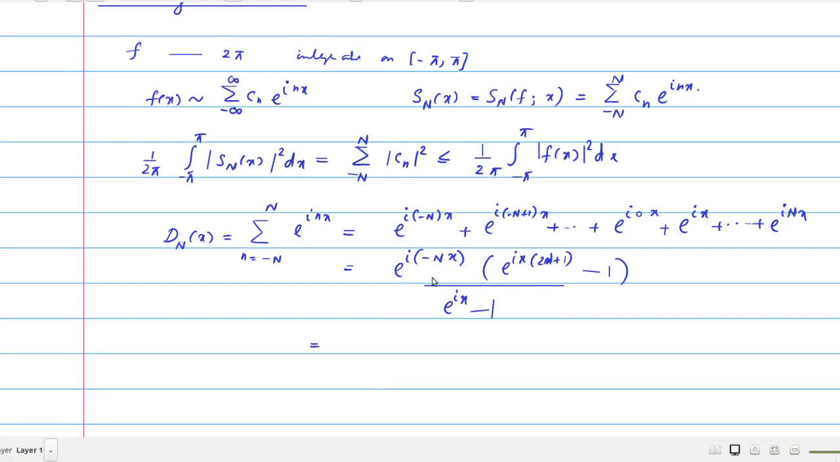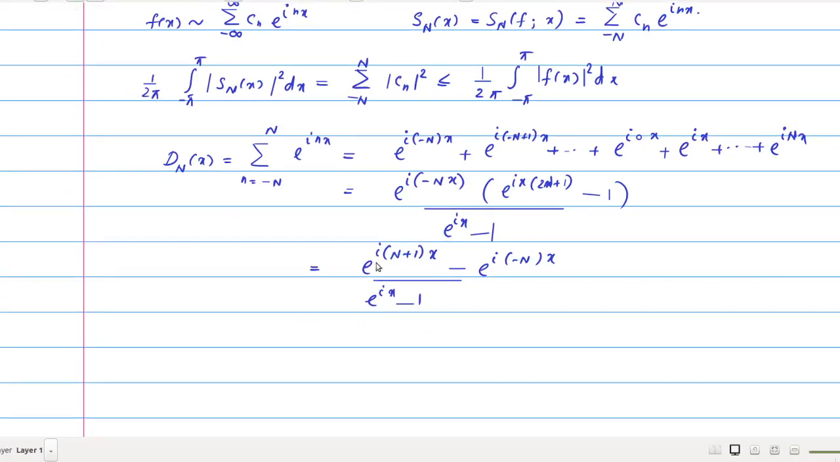By opening this bracket, you can write e^(i(-n)x) times e^(i(n+1)x), so that is e^(i(n+1)x) minus e^(i(-n)x), divided by e^(ix) minus 1. Now multiply numerator and denominator by e^(-ix/2). Then the numerator becomes e^(i(n+1/2)x) minus e^(-i(n+1/2)x), that is, minus of n plus half x, divided by e^(ix/2) minus e^(-ix/2).